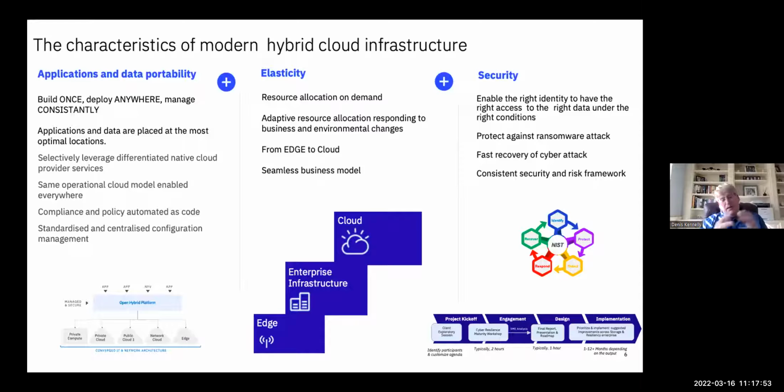And the underpinning technology that the IBM company, in conjunction with Red Hat, has bet on is containers, to enable a lot of that application and data portability, because that effectively gives you a layer of abstraction. It also gives you the next layer, which is elasticity. I talked about resource allocation and the need for resources depending on the application, being able to scale up and scale down depending on the workload requirements.